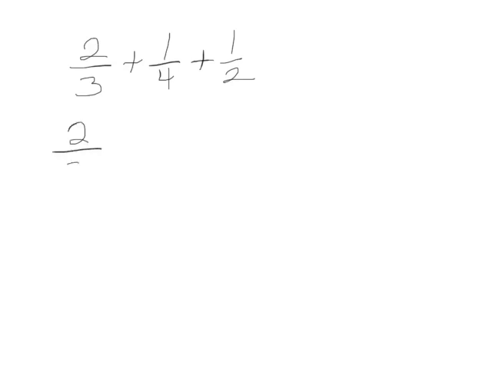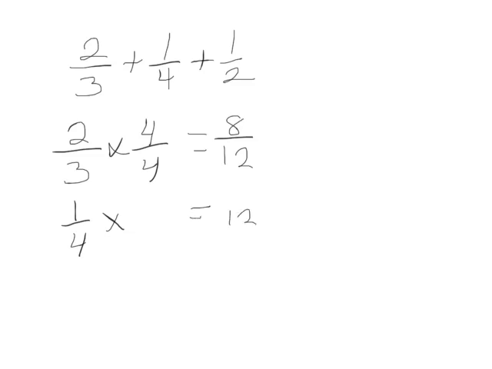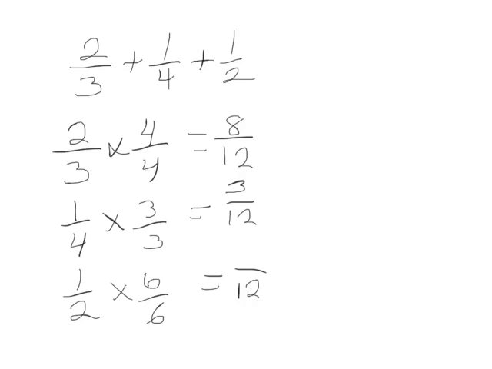I have 2/3. I know I want my denominator to be 12, so I'm going to multiply by 4/4. That's 8/12. 1/4. I want my denominator to be 12. I multiply by 3/3, 3/12. 1/2. And I want my denominator to be 12, so I multiply by 6/6, 6/12.